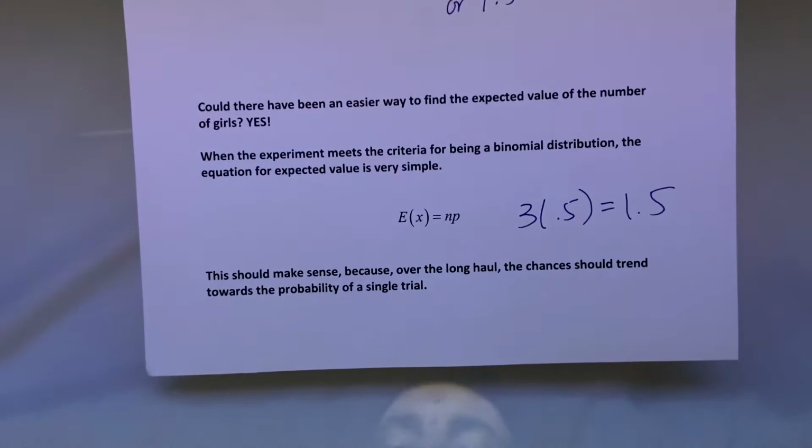Because over the long haul, it should trend towards the probability, the expected value. That's a general principle for probability, that the more you do a trial, the closer and closer you should get to the actual probability. It's like taking a sample of people. The more people you sample, the closer you should observe to the actual percentage of people that have some characteristic, as long as you're picking from a diverse group.